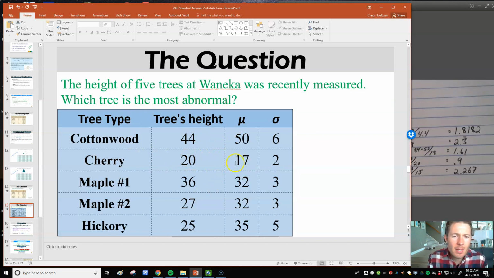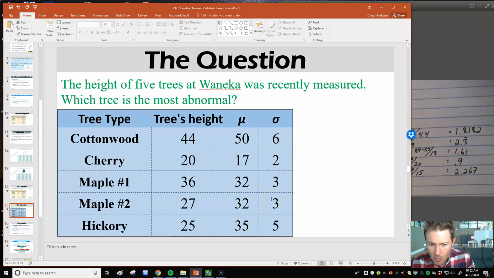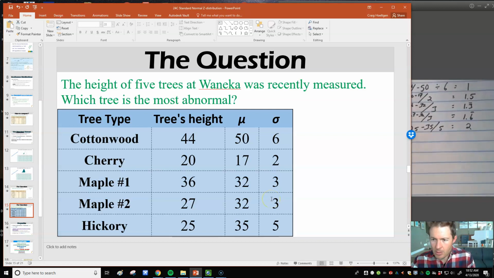So which tree is the most abnormal? We have a bunch of heights from trees from Wanaka. We have the means of that breed and species, I guess, and the standard deviation. So in calculating those z-scores, what we do to compare these is we just calculate those z-scores.